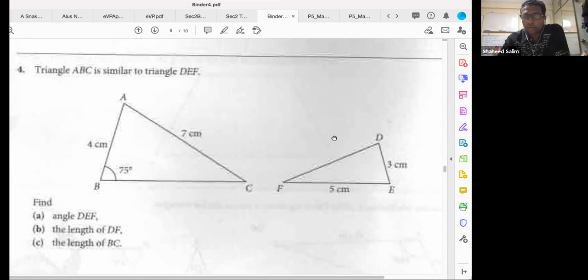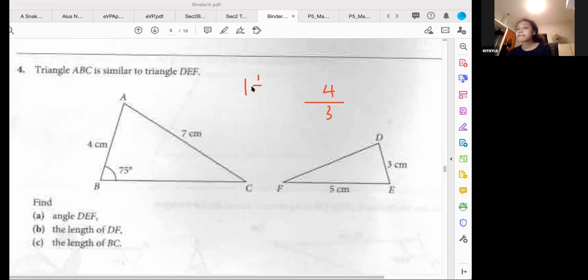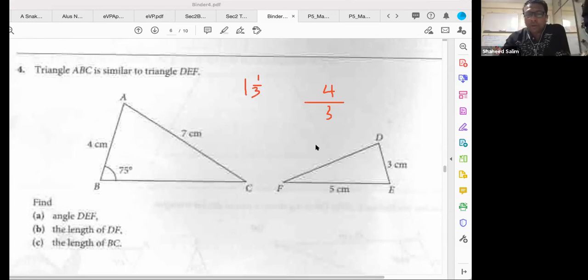So from 4 to 3, 4 divided by 3, you get 1.3333, right? 1 1/3. Then I told you, from bigger to smaller, you must divide by 1 1/3. So you divide by 1 1/3, and then you write the answer here. Sekali is wrong.